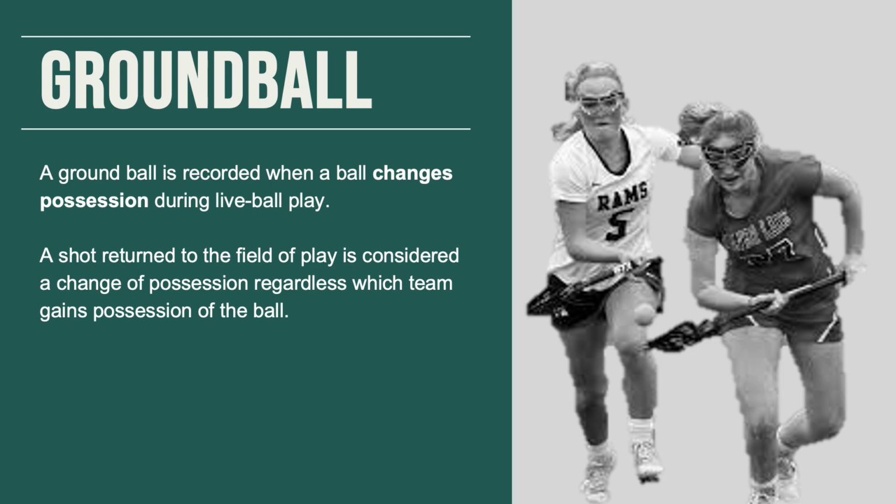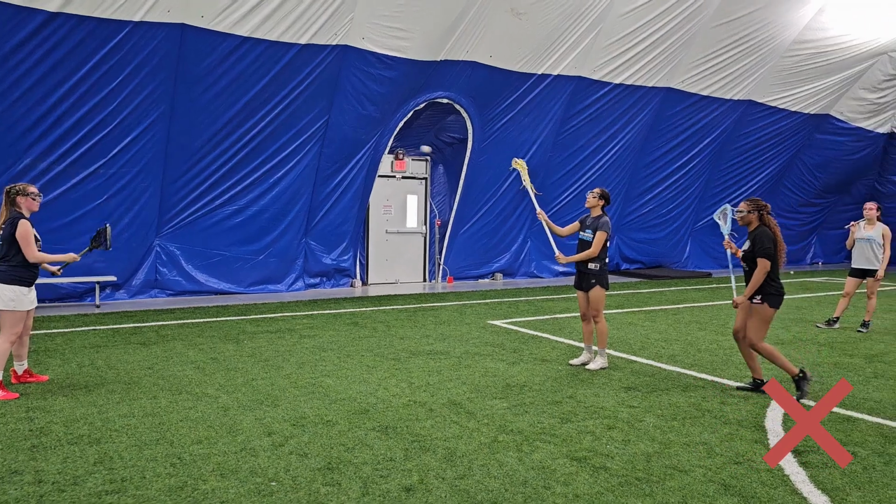Ground ball. A ground ball is recorded when a ball changes possession during live ball play. A shot returned to the field of play is considered a change of possession regardless of which team gains possession of the ball. In the following video, you'll see two examples of play that is not a ground ball.